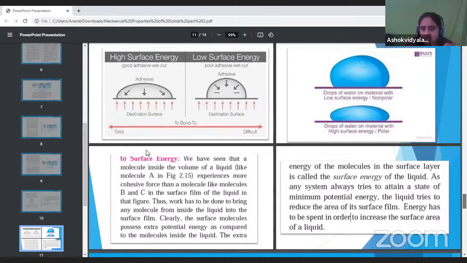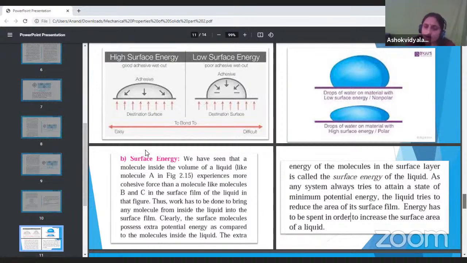thus work has to be done to bring any molecule inside the liquid into the surface film. That is, the surface molecule possesses extra potential energy as compared to the molecule inside the liquid. And this extra energy of the molecule in the surface layer is called the surface energy of the liquid.